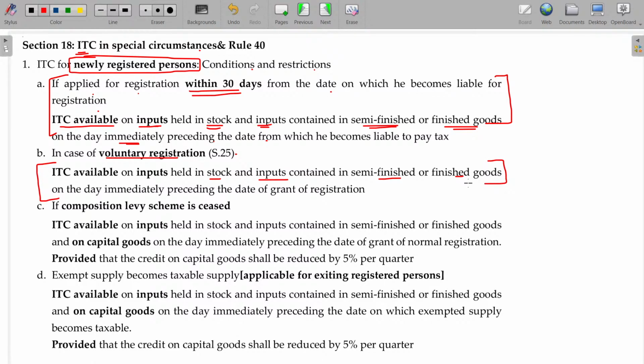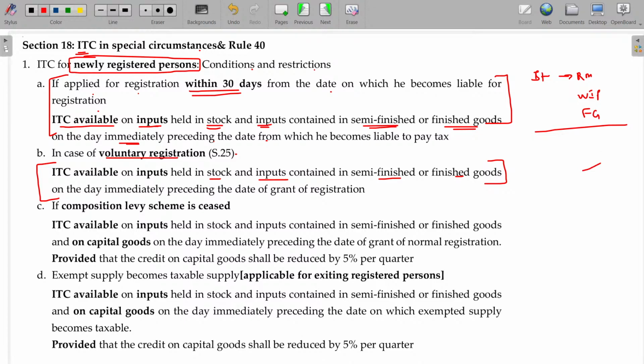Now, in case of composition levy, all these are the same, but you have to note this point carefully. What's that point? In case of composition levy, what are the things we have? Input stock. Input stock available as raw material or contained in work in progress and contained in finished goods.